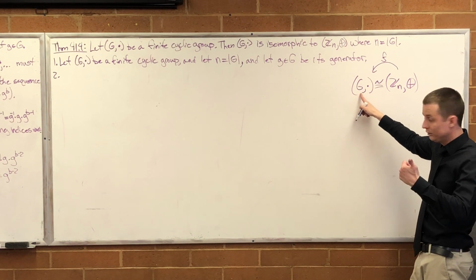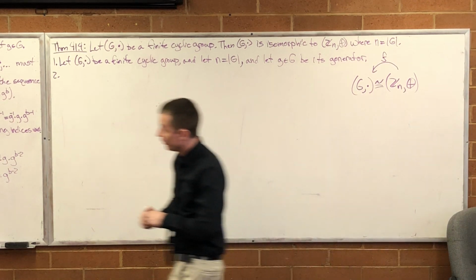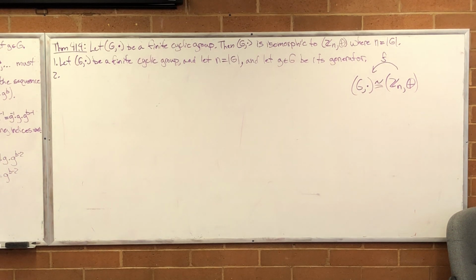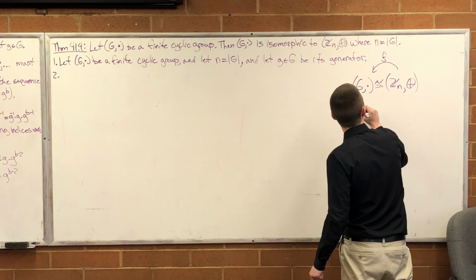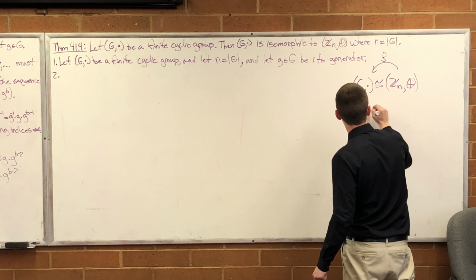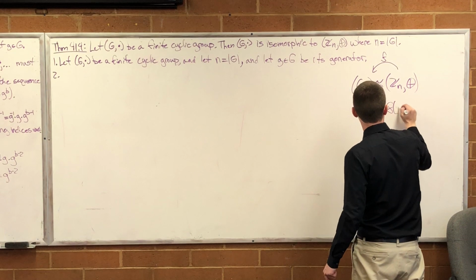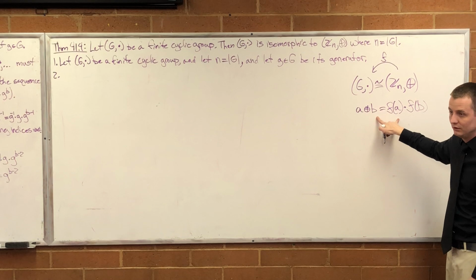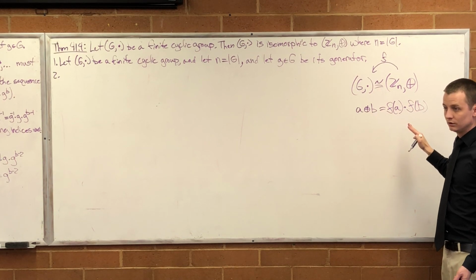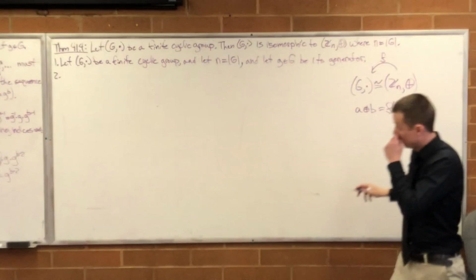It needs to be 1 to 1. It needs to be onto. And I need to show that it has this property. We're starting with the plus, so I need to show that a plus b is equal to f of a dot f of b. So I need to find a function that has this property that's 1 to 1 and onto. With me?